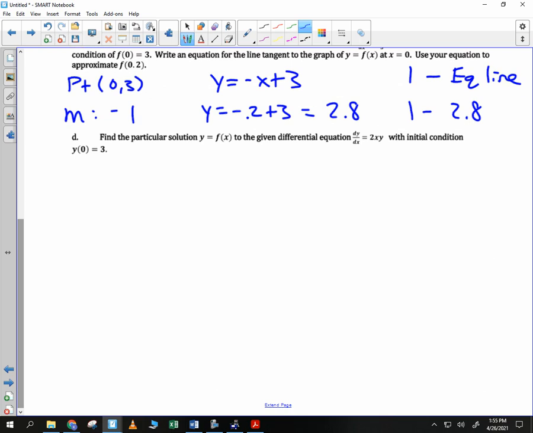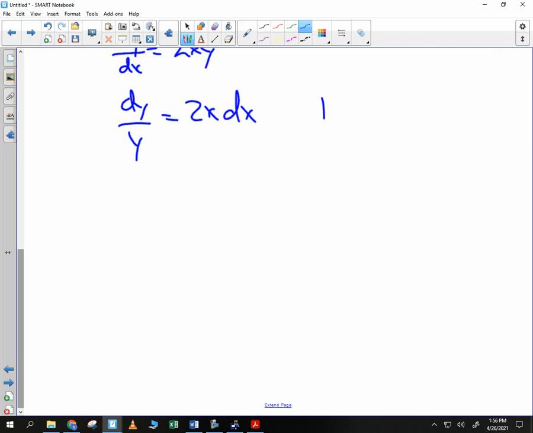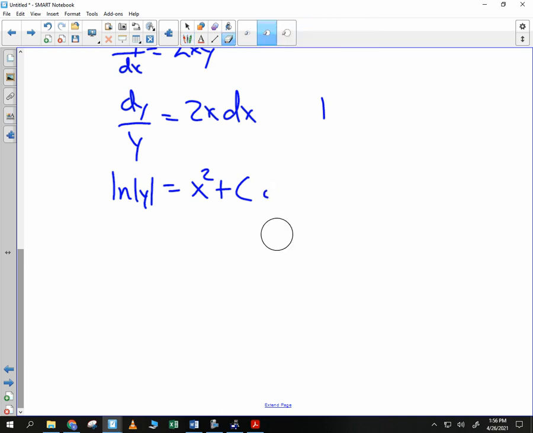And finally, find the particular solution to the differential equation with the initial condition y of 0 is equal to 3. And so you should have this set up, dy over dx is equal to 2xy. You then separate your variables. You should have dy over y is equal to 2x dx. 1 point there for separating variables correctly. Take an antiderivative, and you should get natural log of y is equal to x squared plus c. Whoop, no dx anymore, sorry. 1 point for the correct antiderivatives.